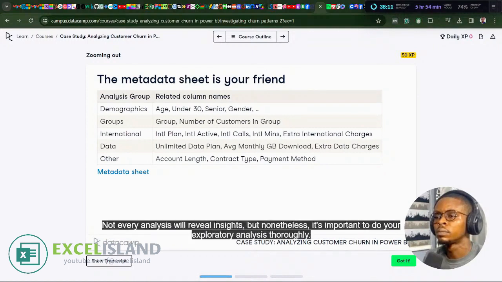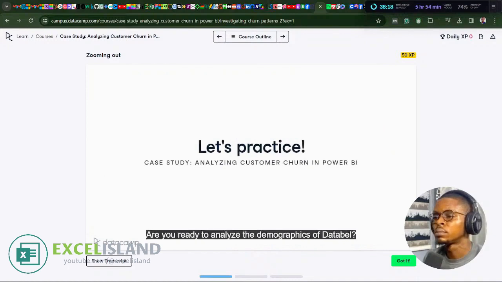Not every analysis will reveal insights, but nonetheless, it's important to do your exploratory analysis thoroughly. Now it's your turn. Are you ready to analyze the demographics of DataBell?